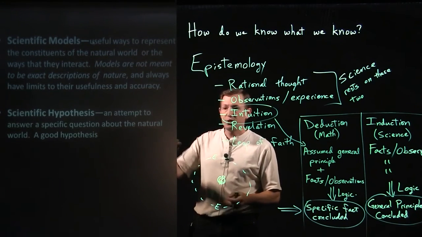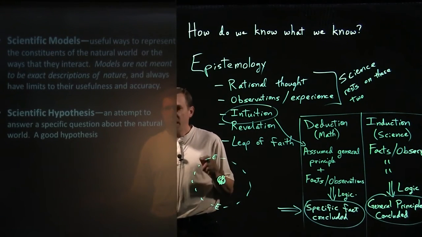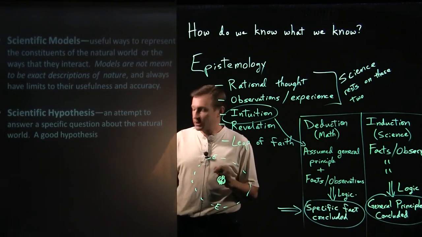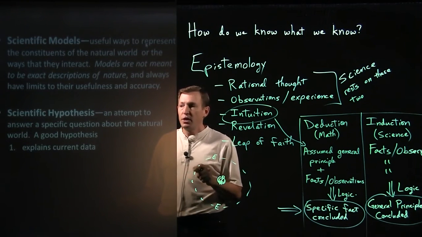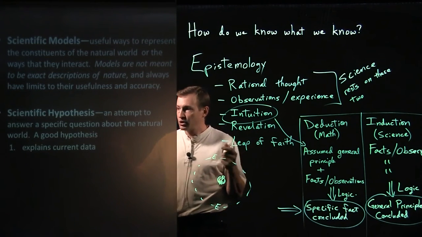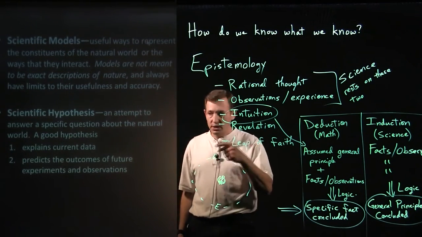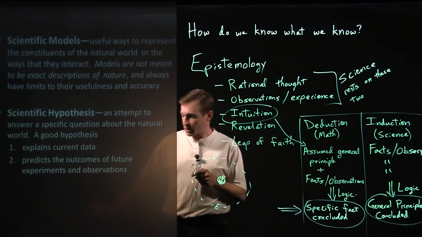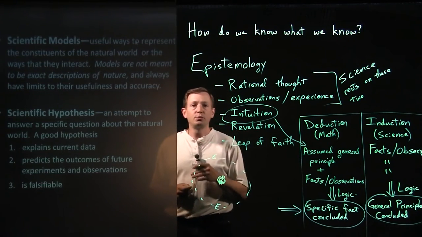Scientific hypothesis, I've already referred to those in reference to the scientific method, but a good hypothesis, I want you to understand, should include three things. A good hypothesis is not just a guess, it should explain the current data that you have. It should predict the outcome of future experiments and observations, and lastly, a good hypothesis should be falsifiable.